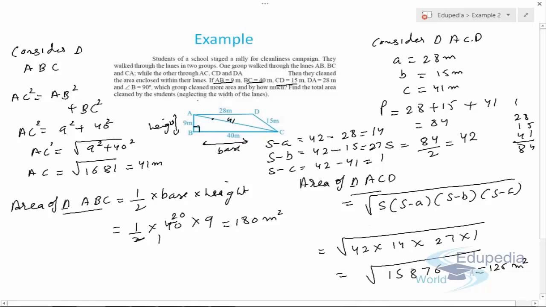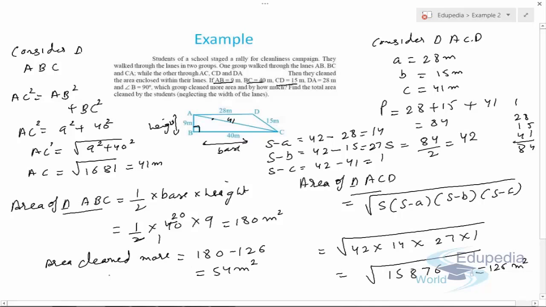So we can say that the students covering the triangle ABC cleaned more ground. So by how much? We need to find. So we can say that the area cleaned more is 180 minus 126. So when we take away 126 from 180, the answer will come out to be 54 meter square.